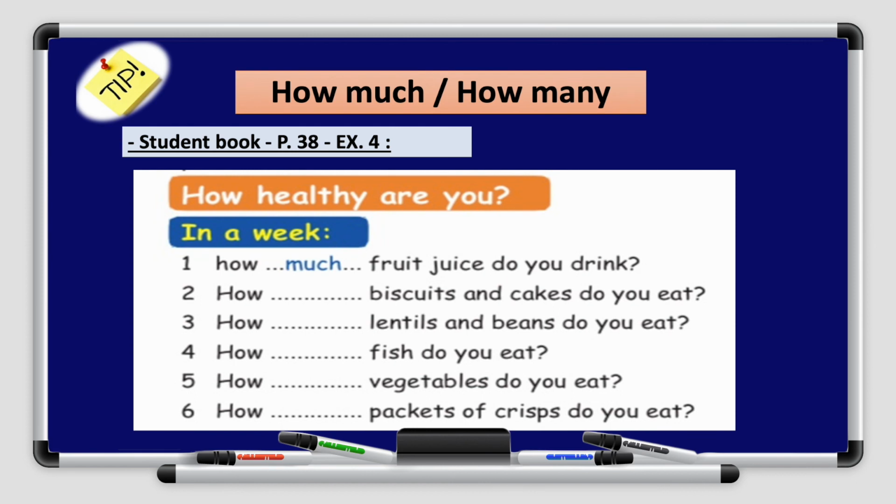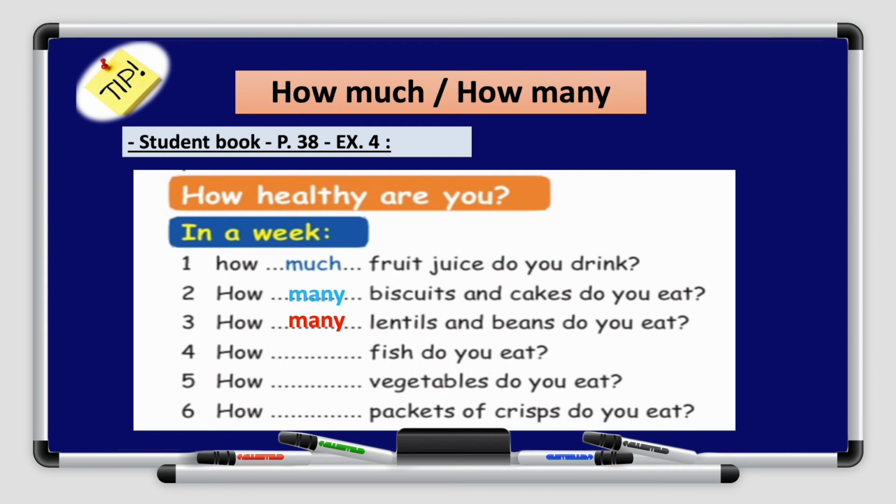Let's check your answers together. The first one is done for you as an example. How much fruit juice do you drink? What about the second one? What will you use? How many biscuits and cakes do you eat? Excellent, because it is a countable noun. The third one.